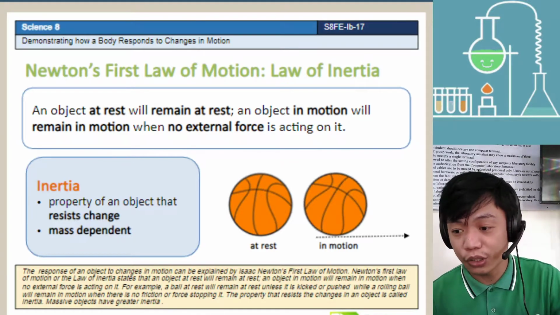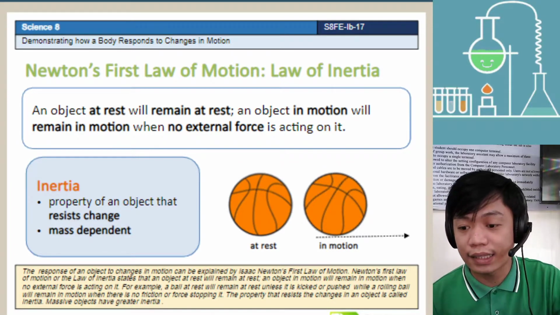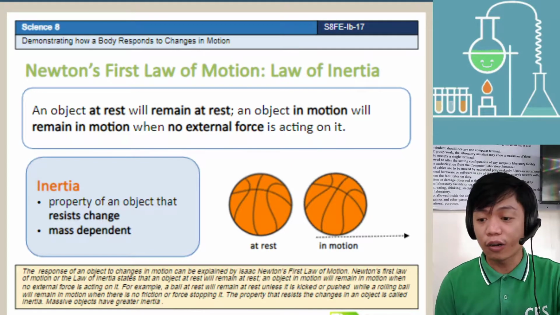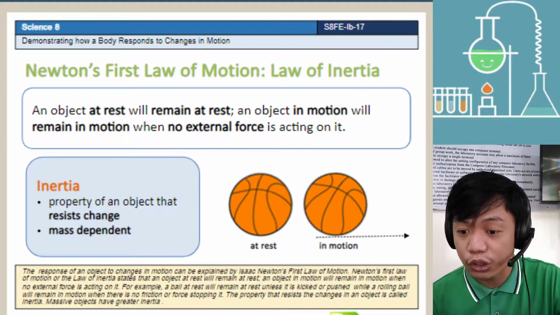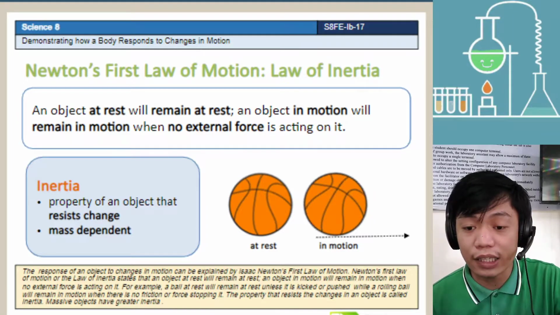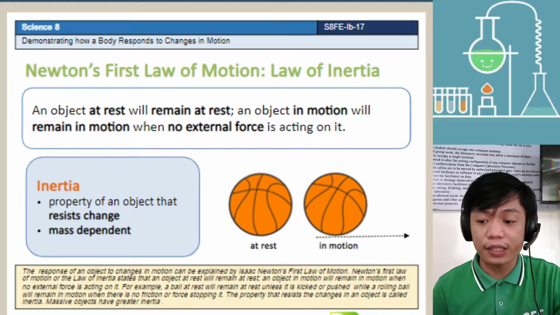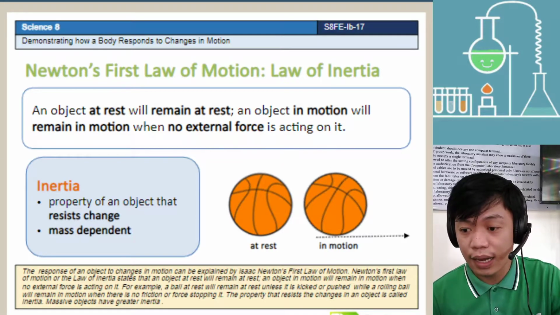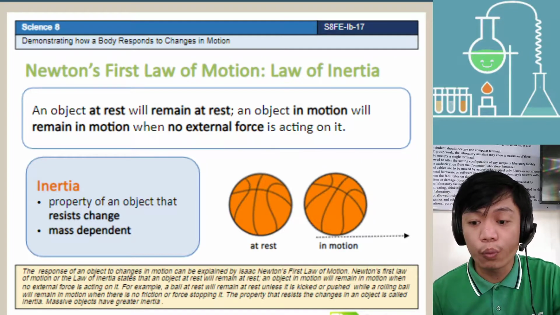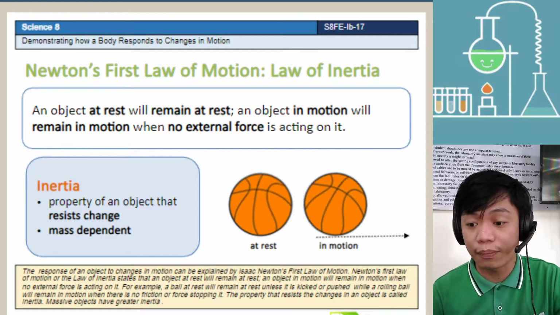first law of motion. Newton's first law of motion, or the law of inertia, states that an object at rest will remain at rest, and an object in motion will remain in motion when no external force is acting on it. For example, a ball at rest will remain at rest unless it is kicked or pushed, while a rolling ball will remain in motion when there is no friction or force stopping it.